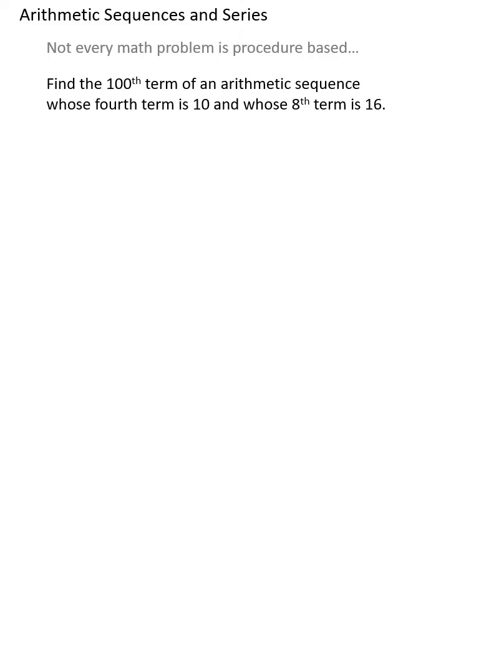Sometimes what I like to do for arithmetic sequences and series is write out blank spaces to represent the terms, because I find that if I can visualize things, I have a better chance than if I'm using algebra alone. So they told me that the fourth term here is 10, and they told me that the eighth term is 16. Now I'm trying to find the 100th term.